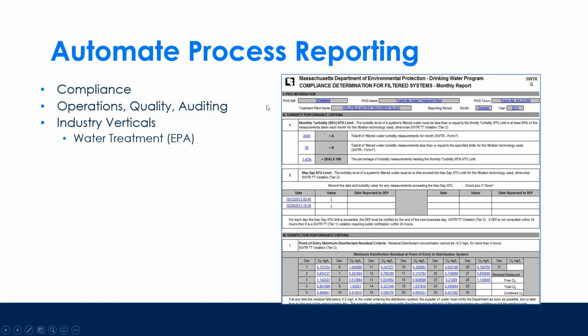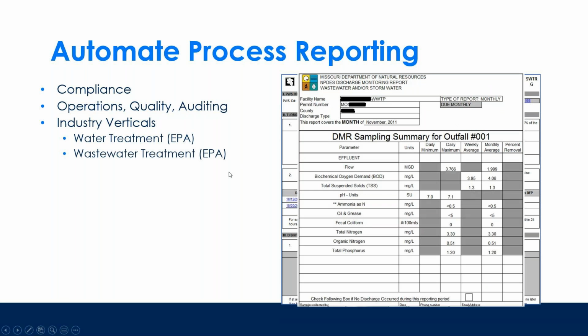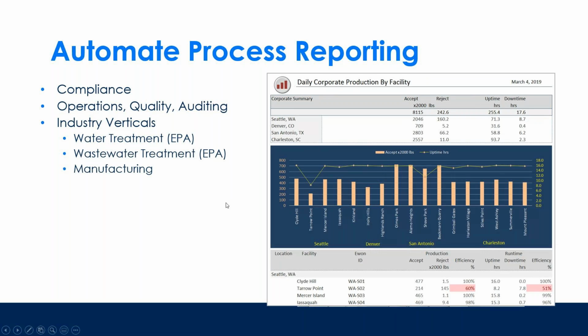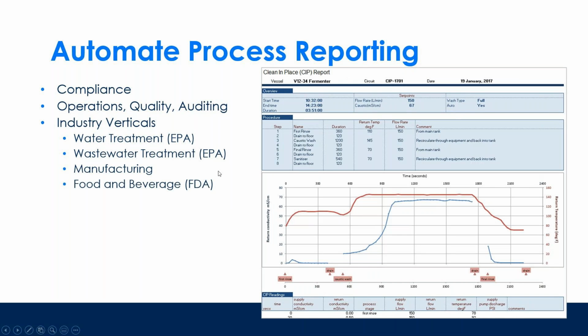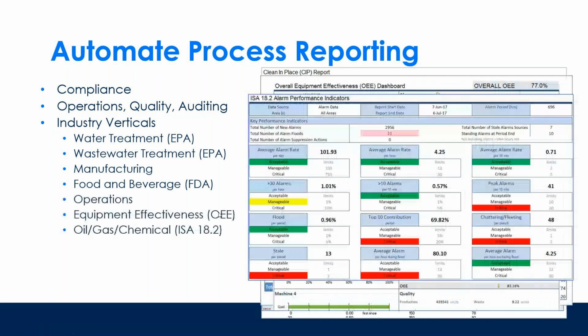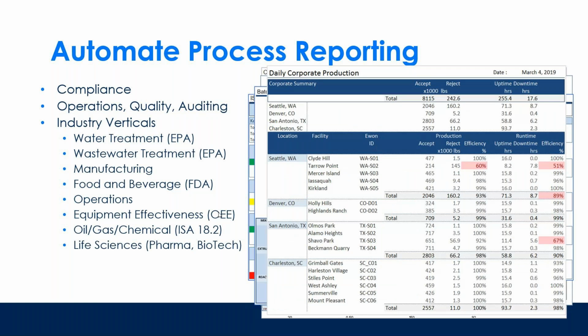There are state level environmental regulatory reports that get produced. Wastewater is quite similar. In manufacturing, reports are maybe more operational in nature. Food and beverage also has regulatory compliance with the FDA in terms of process safety. We won't go over all these examples in detail, but it's a very flexible solution that can be implemented in any type of industry against any kind of industrial data system.